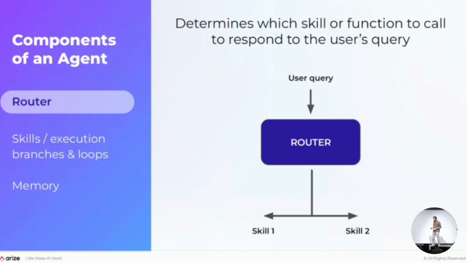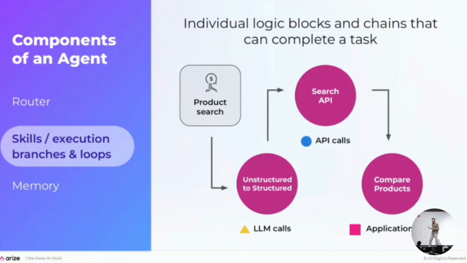Then you'll have skills, and so skills are going to be the different things that your agent can do. So again, these can be other LLM calls, they can be application code, API calls.